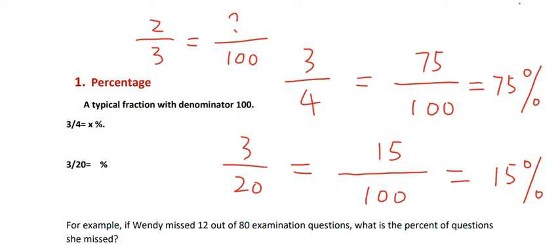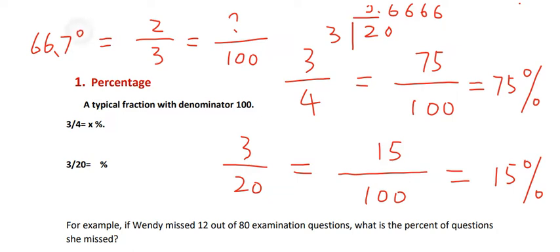So this number is not an integer. For such a problem, we just regard 2 over 3 as a division. So let's say 2 over 3, so 6, right? So we say 2 over 3 is 0.666, or 66.6 or 7%. Okay.